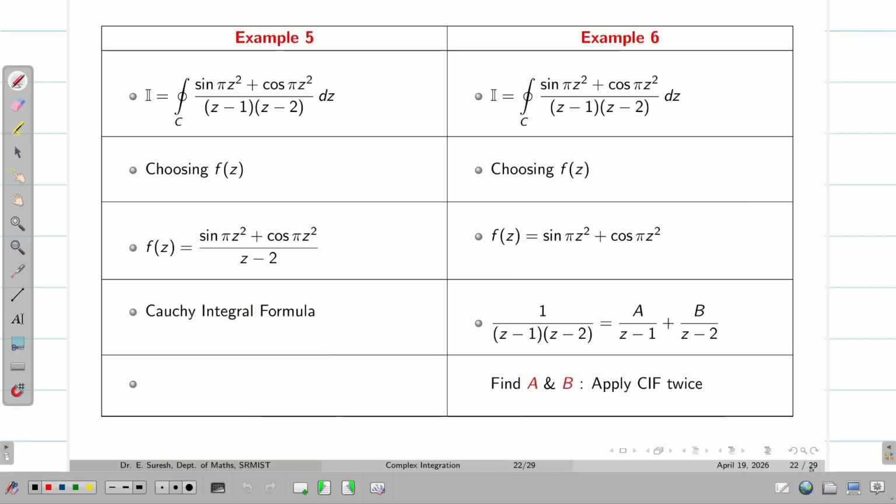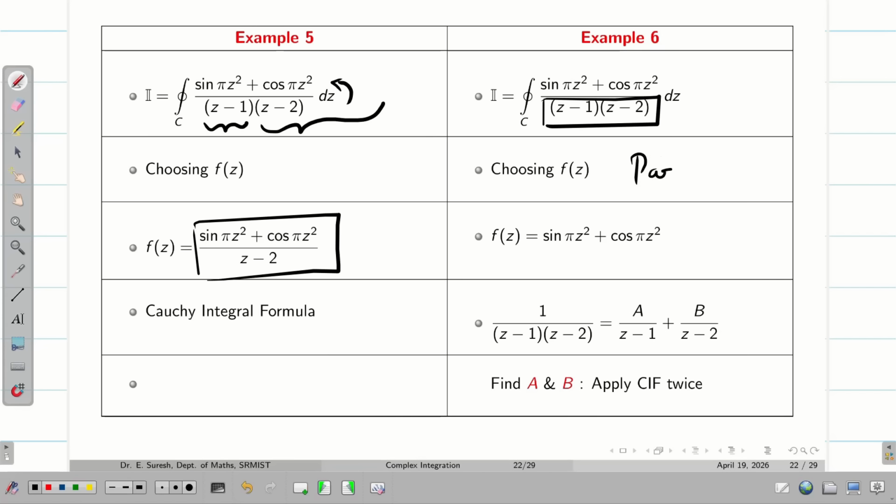Hope you understand, students. So if you have exactly one singular point lying inside and all the remaining singular points lie outside, push this to the numerator and take it as f of z. If all your singular points are lying inside, there is no other way. We have to use partial fractions and split everything into single terms. After that, we have to apply the Cauchy integral formula to achieve the answer.